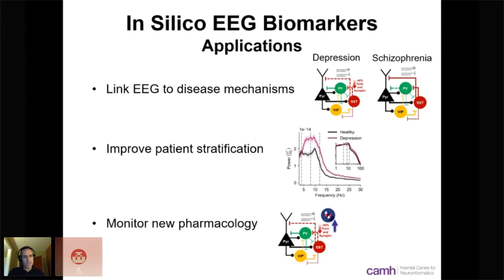So to sum up that in silico EEG biomarkers line of research, we can use the simulations to link mechanisms, putative mechanisms, or ones that have some good evidence, to EEG, and then better understand the link between EEG and disease mechanism. That can help us improve patient stratification because we can use those metrics, whether it's a change in PSD or a change in mismatch negativity, to better understand subtypes and degrees of severity as linked to underlying mechanisms.